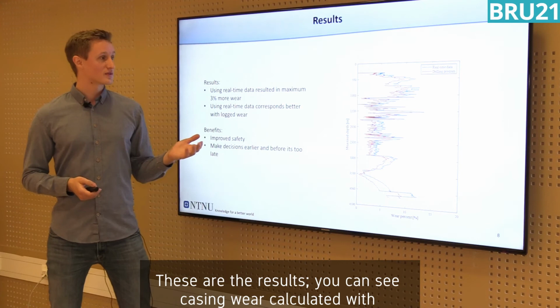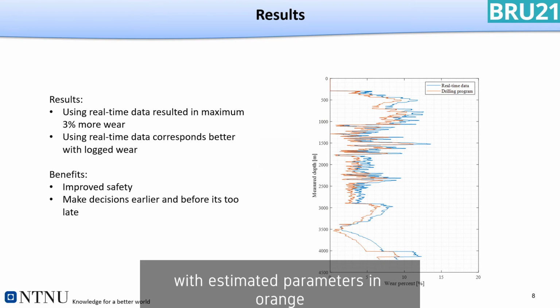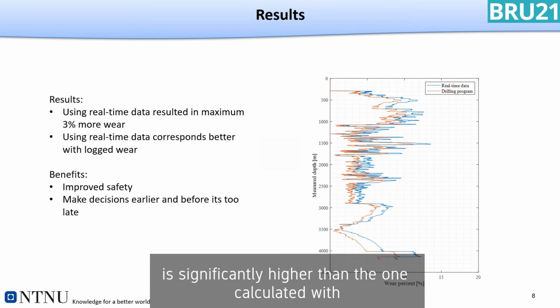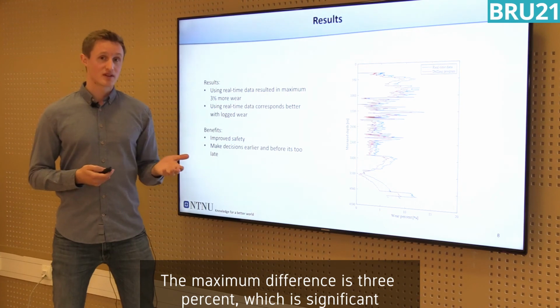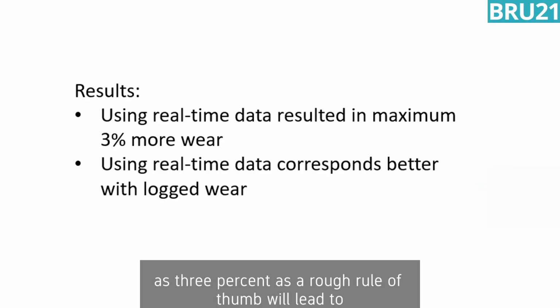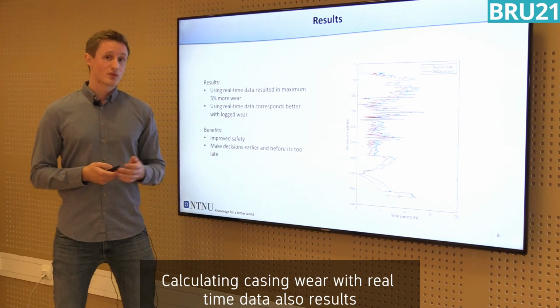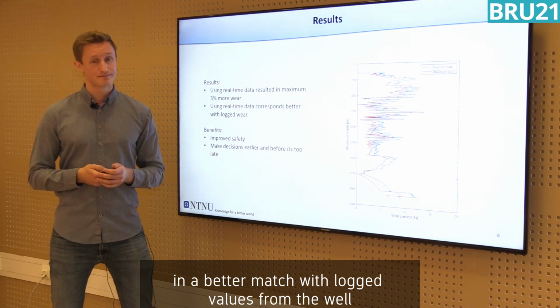So these are the results. You can see casing wear calculated with real-time data in blue on the right-hand side, and calculated with estimated parameters in orange. It's apparent that the casing wear calculated with real-time data is significantly higher than the one calculated with planned parameters. The maximum difference is 3%, which is significant, as 3%, as a rough rule of thumb, would lead to a 3% decrease in the strength of the casing. Calculating casing wear with real-time data also results in a better match with logged values from the well.